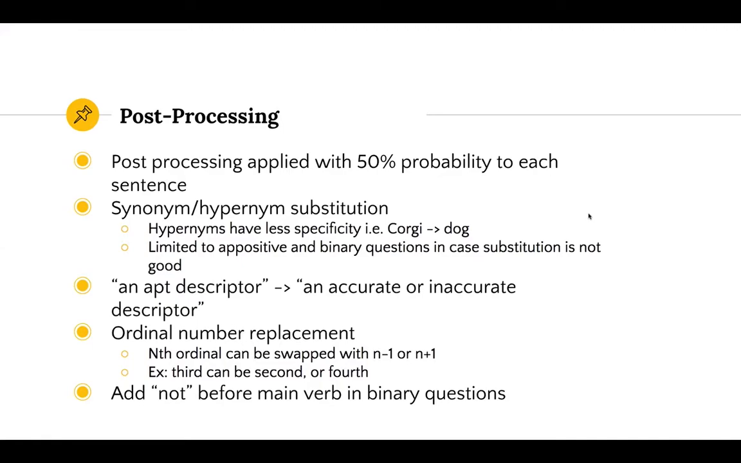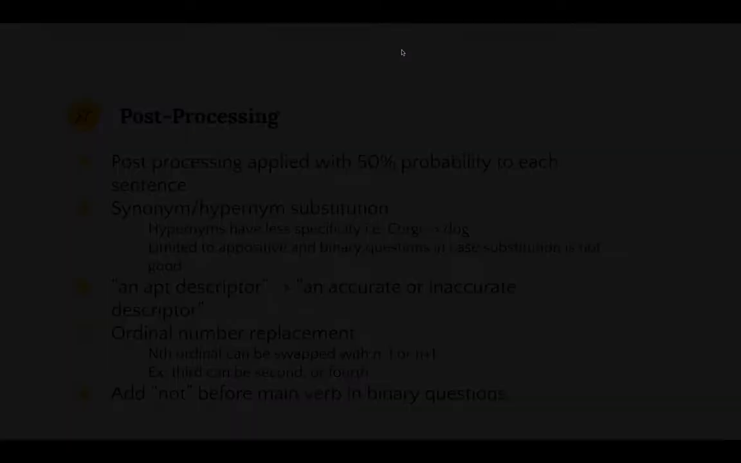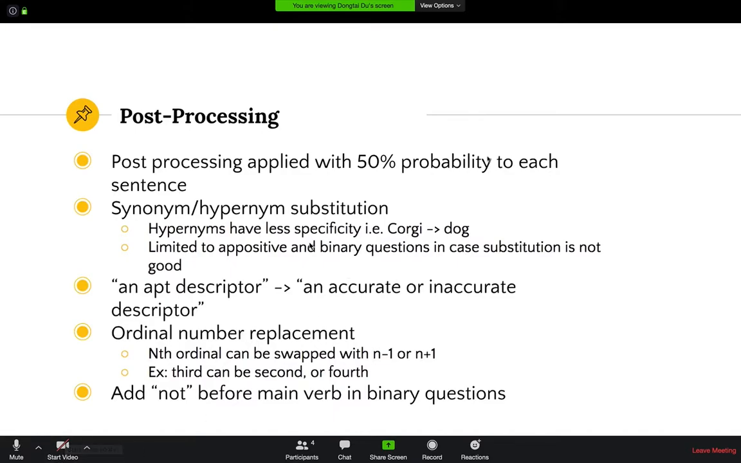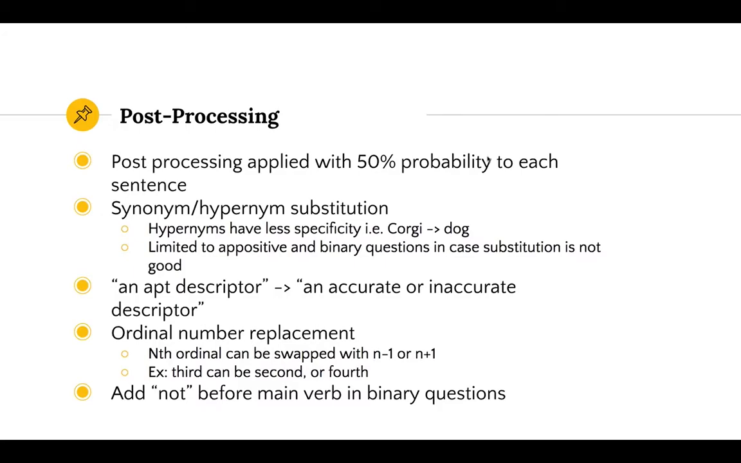After question generation, we send the questions into post-processing, which purely exists to make the questions possibly harder to answer. The first step of this is synonym or hypernym, and synonym and antonym substitution for nouns and adjectives respectively, followed by some hard-coded phrase replacement, such as "is something an apt descriptor for something else" replaced by "is something an accurate or inaccurate descriptor". And then finally, we have ordinal number replacement, for example, replacing third with second or fourth, and adding not before the main verb for our binary questions.